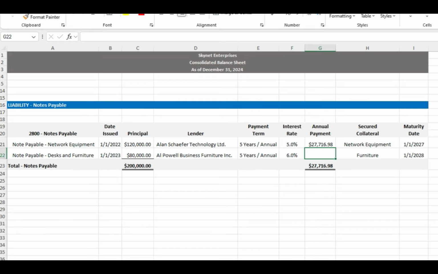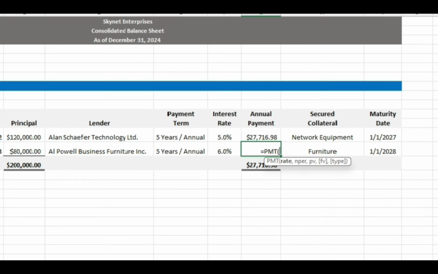Now we have this other note payable for desk and furniture, same concept. The date was issued 1/1/23, $80,000 from Al Pal Business Furniture. It's a 5-year payment term, annual payment at 6%, and it's secured by the furniture. If we default on this promissory note, they'll take the furniture back, and it's due in 5 years. We'll quickly run through the payment function one more time.